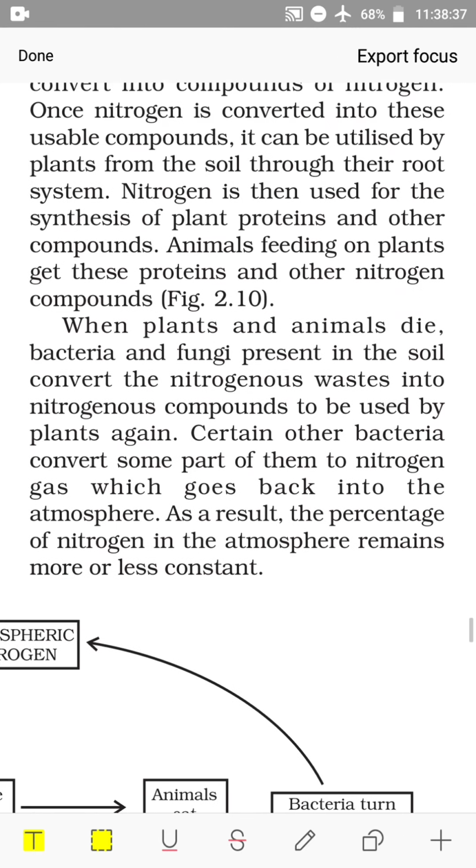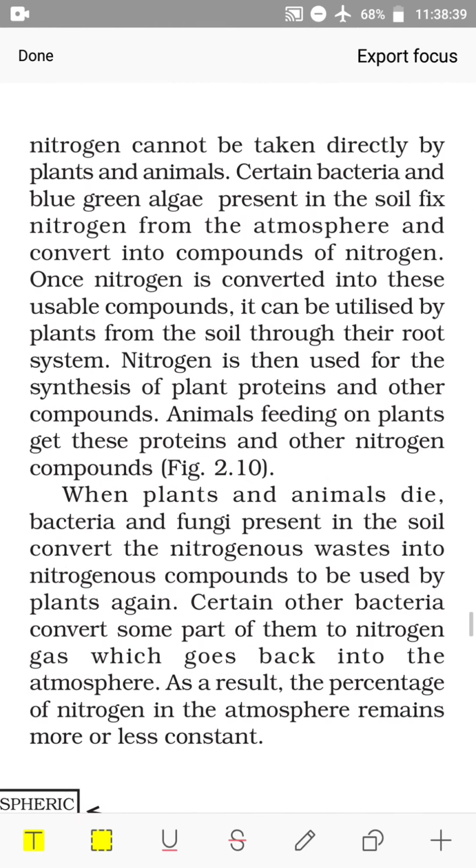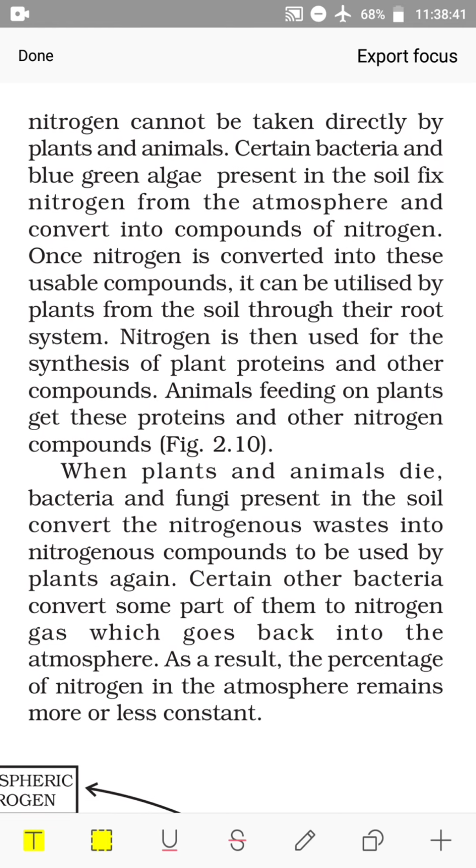The atmospheric nitrogen cannot be taken directly by the plants and animals. Certain bacteria and blue-green algae present in the soil fix nitrogen from the atmosphere and convert it into compounds of nitrogen. Once nitrogen is converted into these usable compounds, it can be utilized by plants from the soil through their root system. Nitrogen is then used for synthesis of plant proteins and other compounds.